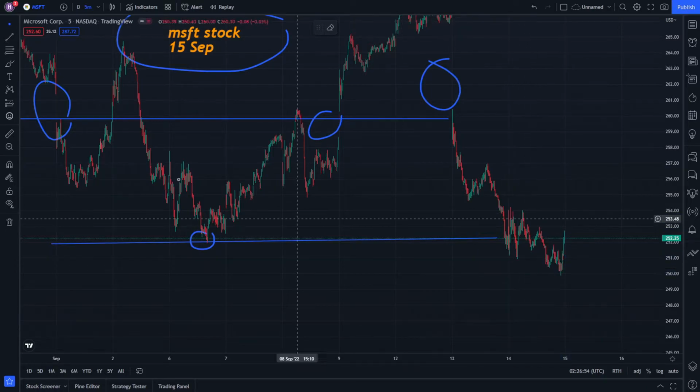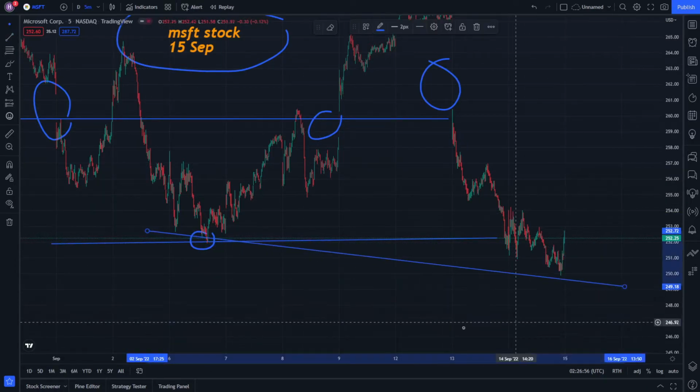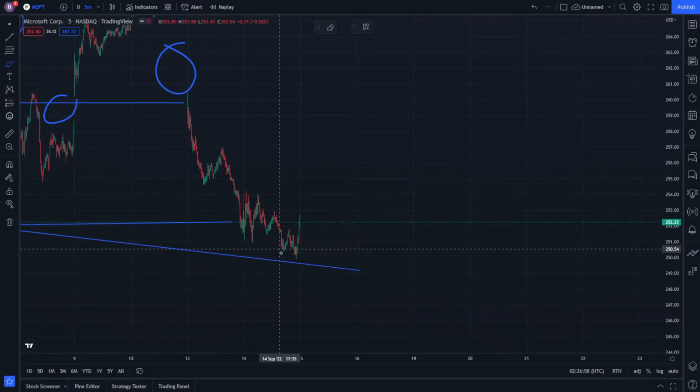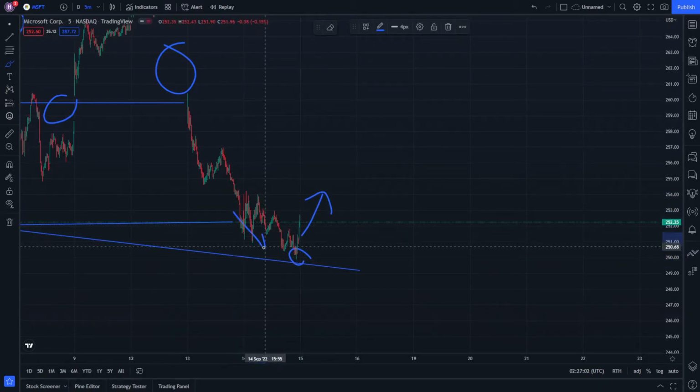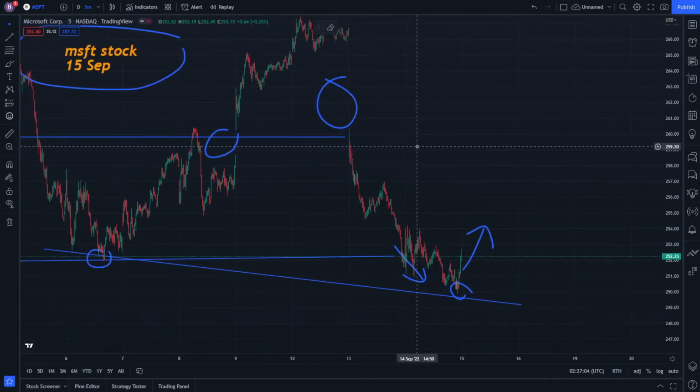We have to put a slope line axis, giving us an indication for an increase in momentum because it would rebound. Okay, this is the first thing.